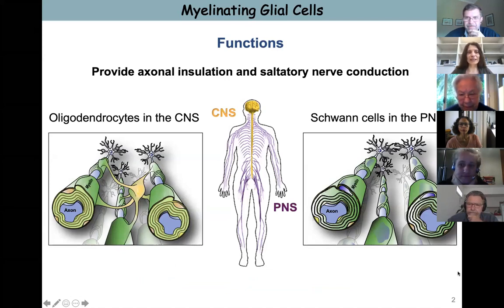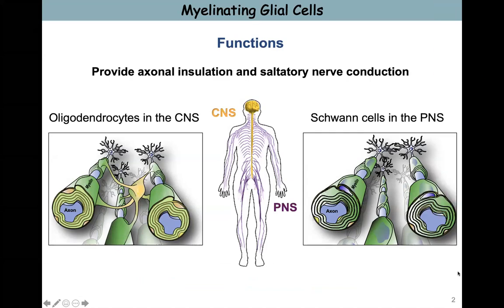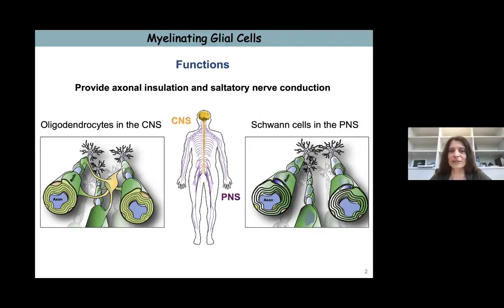So the myelinating cells are of two types. They're oligodendrocytes in the CNS and Schwann cells in the PNS, and they're very different. They originate from different progenitors, and you can see in this drawing they form quite different myelin. So they are very different. However, they share some common functions. They provide axonal insulation and saltatory conduction.